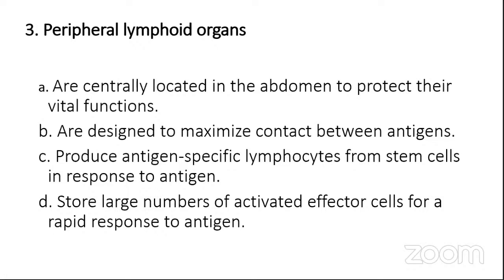Peripheral lymphoid organs are centrally located in the abdomen to protect their vital functions, are designed to maximize contact between antigens, produce antigen-specific lymphocytes from stem cells in response to antigens, store large numbers of activated effector cells for a rapid response to the antigen. Which is correct for a peripheral lymphoid organ? Anyone? It is D. They store large numbers of activated effector cells for a rapid response to the antigen.